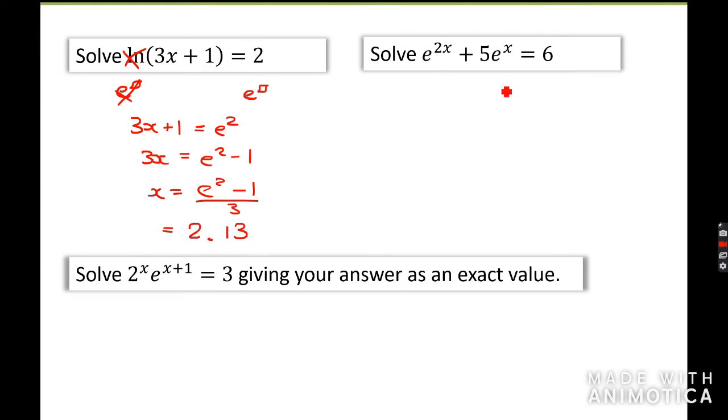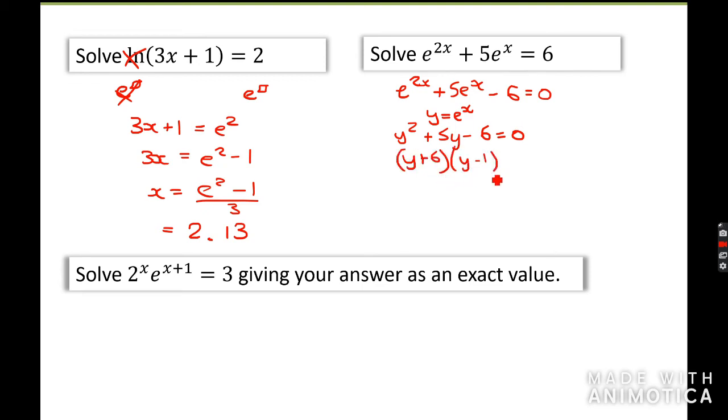Okay. Next one. This is our hidden quadratic. Get everything over to one side first. And then we can solve using either method, either substituting or go straight into factorising. It doesn't matter. So if we use substitution this time, y is going to equal e to the x. So I'll have y squared plus 5y minus 6 equals 0. So I'll have y plus 6, y minus 1. So y can equal minus 6 or y can equal 1.